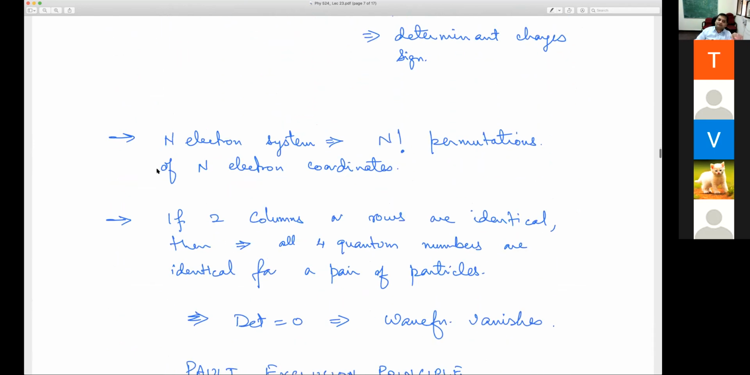Now, in an n electron system, I have n coordinates of the electrons, and each coordinate I can put in any of the n boxes. The first electron coordinate I can put in any of the n boxes, the second in any of the remaining n minus 1 boxes, the third in n minus 2, and so on. So the n electron system has n factorial permutations of the wave function, combinations of the electron coordinates and the boxes, or the quantum states, in which I can put them. That gives me n factorial permutations of the electronic wave function, which are all included in the determinant.